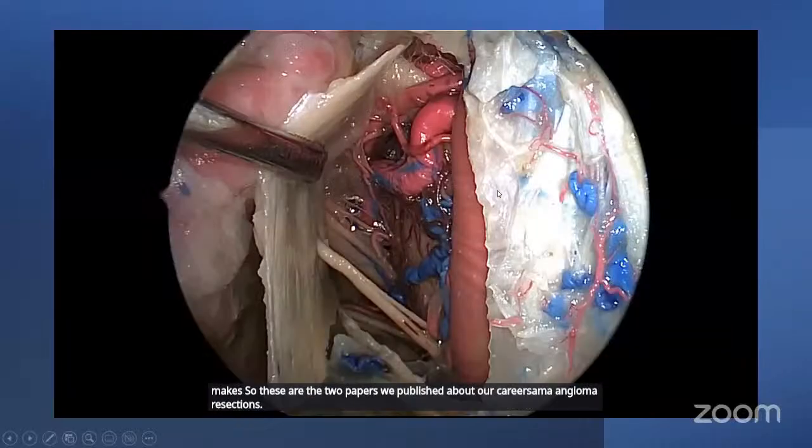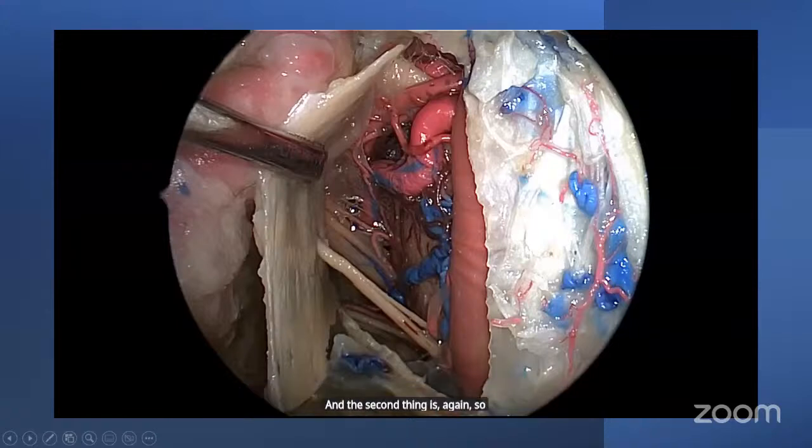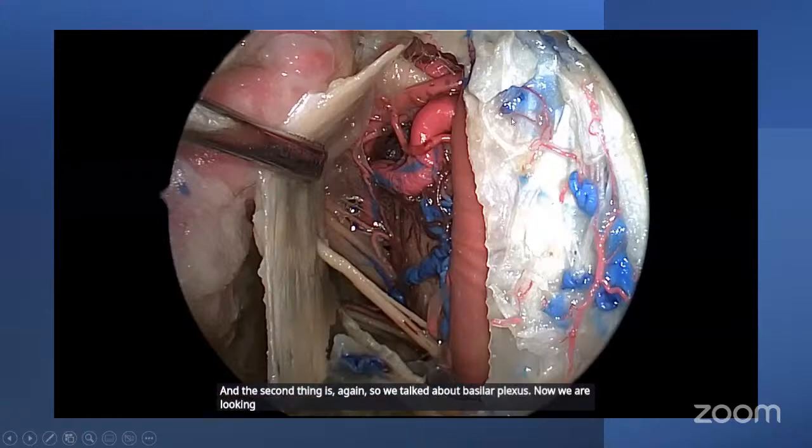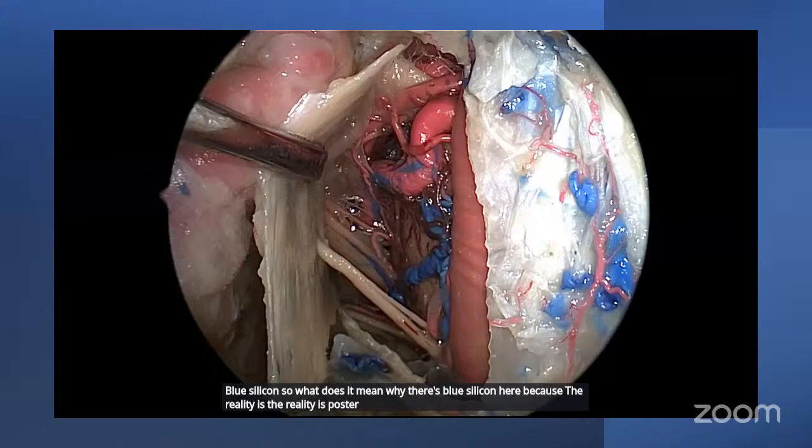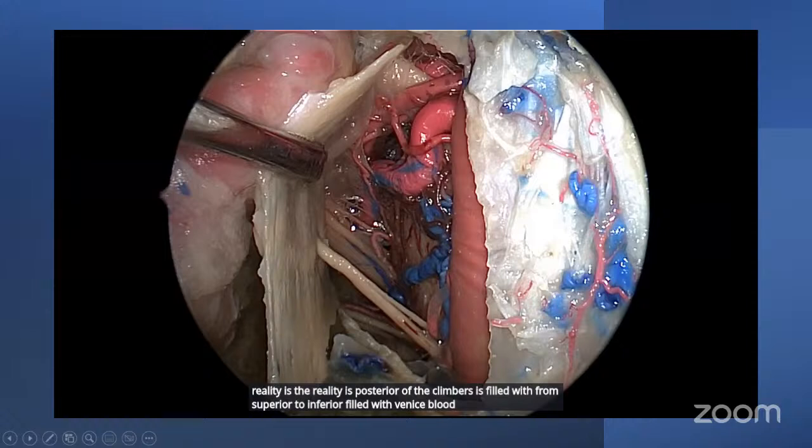And the second thing is, again, we talked about the basilar plexus. Now we are looking at the clivus, anterior part, endoscopically. So this is the basilar artery, as you see. These are the cranial nerves. Here is the sixth. But as you see, there's blue silicone. So what does it mean? Why is there blue silicone here? Because the reality is the posterior of the clivus is filled, from superior to inferior, with venous blood. It fills with too much blood.